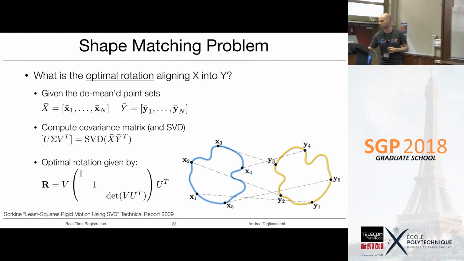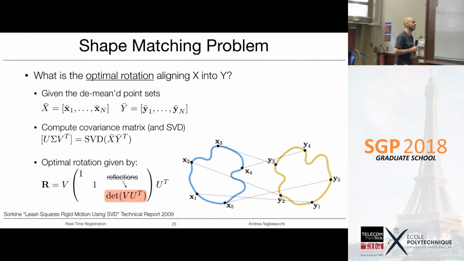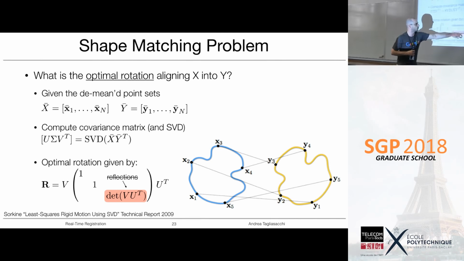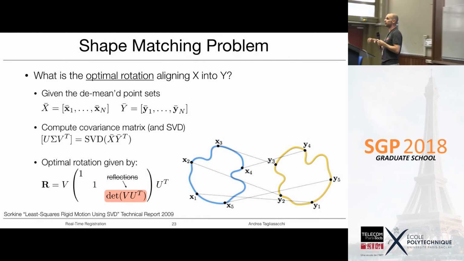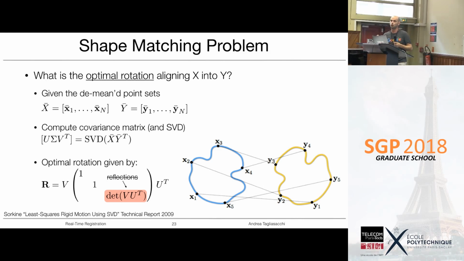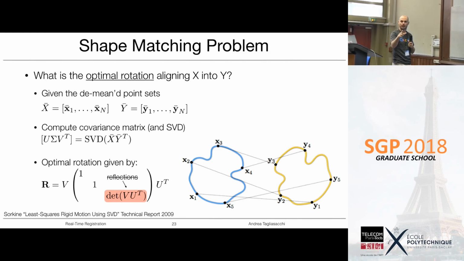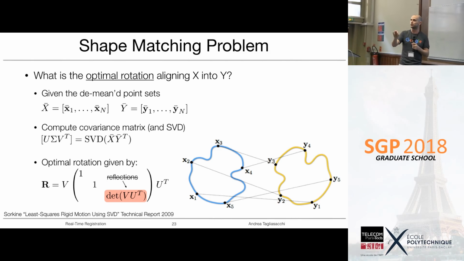Sometimes whenever you solve that problem, if you just take V and U and you forget that term, you might actually obtain the flip transformation. But this is just to show you that for this very simple registration problem, where the transformation belonged to a certain class and correspondences were given to you, we actually have a closed form solution, which is great.